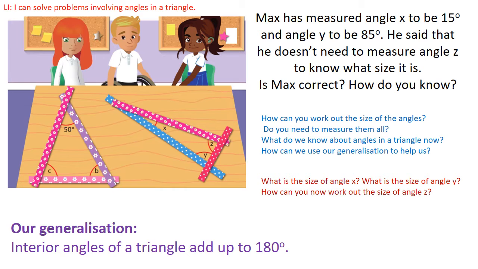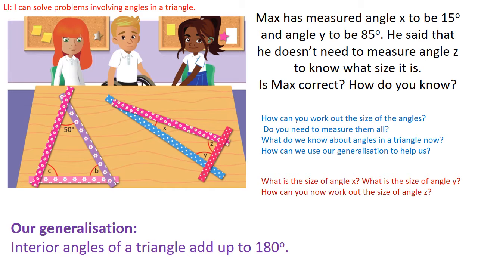So now if we look at the next triangle, Max has measured angle X to be 15 degrees and angle Y to be 85 degrees. He said that he doesn't need to measure angle Z to know what size it is. Do you think Max is right? How do you know this? We've just worked out on the previous question that we can work out our missing angle. So that's what we need to do again. We need to use our generalisation to help us. Interior angles of a triangle add up to 180 degrees.